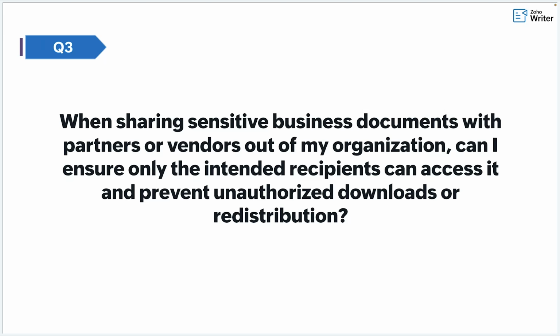Whereas with Zoho Writer, these documents are shared securely using OTP-based access verification. This means the document is tied to the recipient's identity. Only the person who receives the OTP, which is the one-time password, can access the document. So this actually ensures that the access is authenticated and controlled instead of being open and unrestricted.